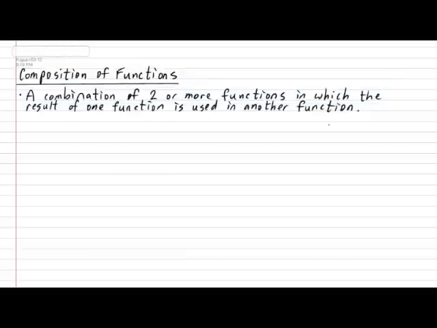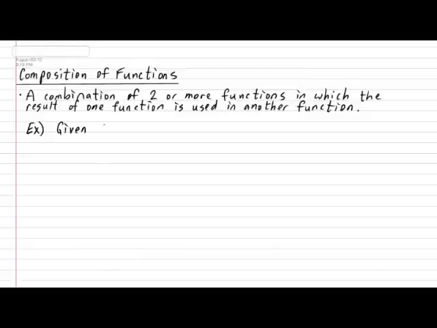So let's get that definition down. A composition is a combination of two or more functions in which the result of one function is used in another function. Here's a very simple example to illustrate this definition. So put example, please. Now suppose I give you two functions.